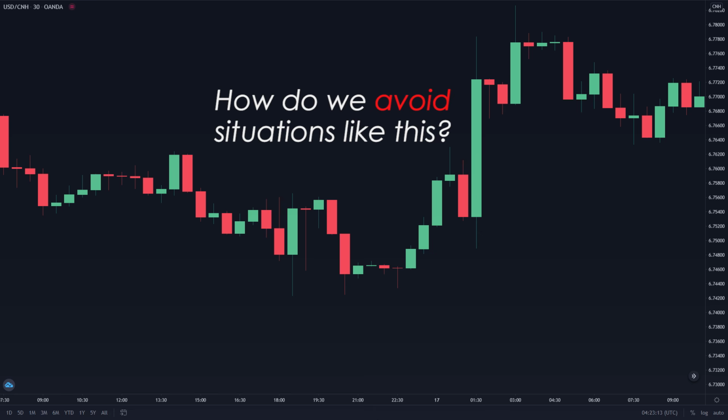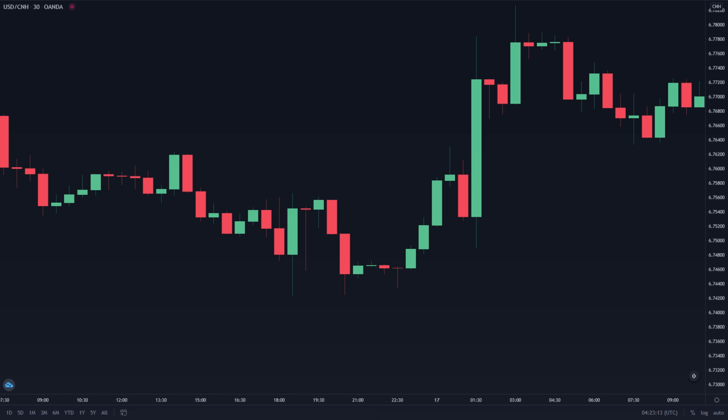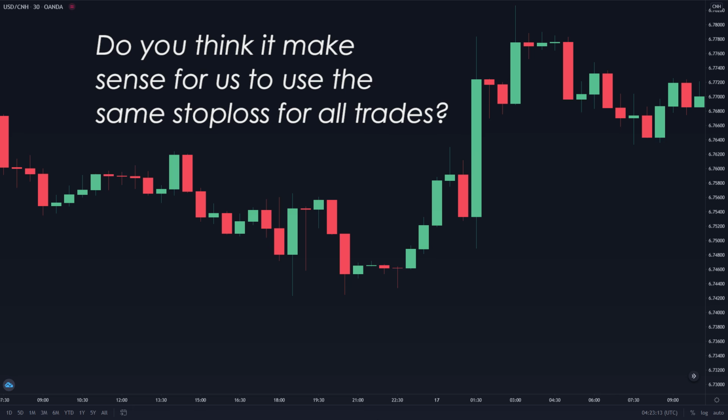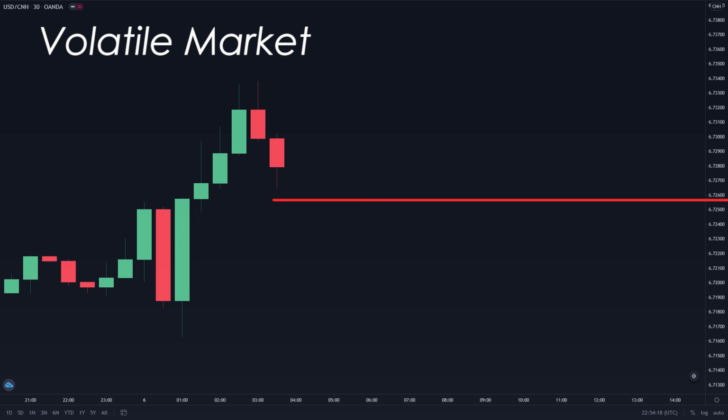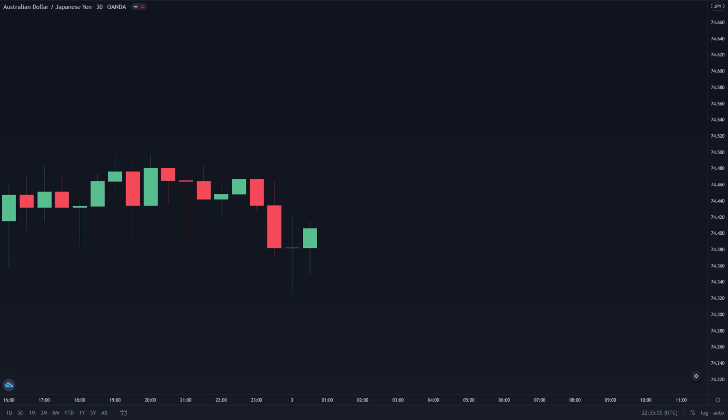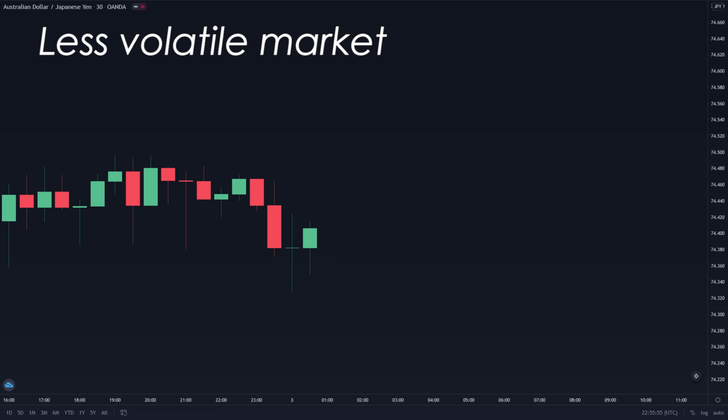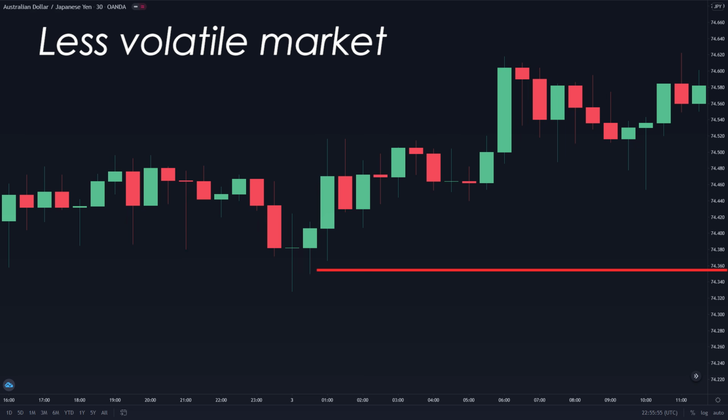So how do we avoid situations like this? Knowing that different markets have different levels of volatility, do you think it makes sense for us to use the same stop loss for all of them? Of course not. Because if a market is more volatile and you put a small stop loss, 9 times out of 10 it will most likely get hit. But if the market is calm and less volatile, a smaller stop loss would make much more sense.